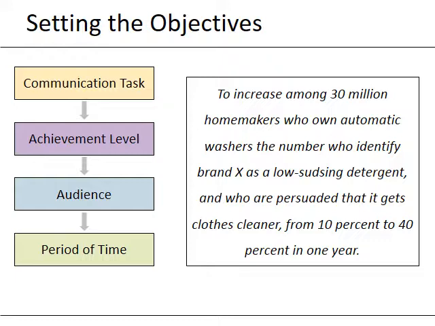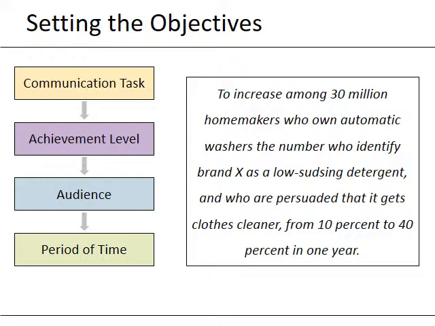One of the things we think about when looking at our mission is, what is the objective that we have for our advertising? One of the things to keep in mind is that our communication task, the achievement level, the audience, and the period of time are the four elements of an objective. The advertising objectives need to flow from the prior decisions that we've made on the target market and how we have positioned the brand in our marketing program. An advertising objective or goal is a specific communication task and achievement level to be accomplished within a specific audience in a specific period of time.